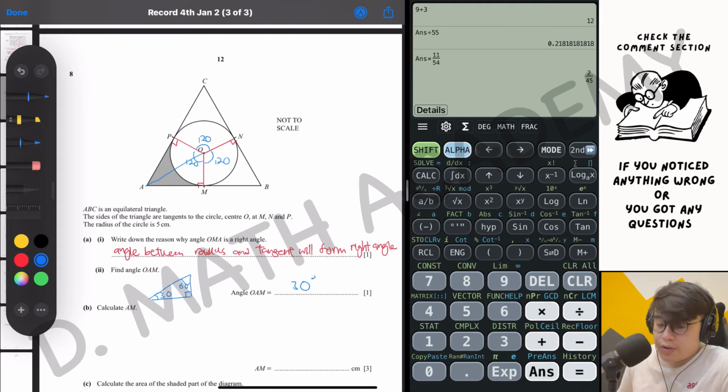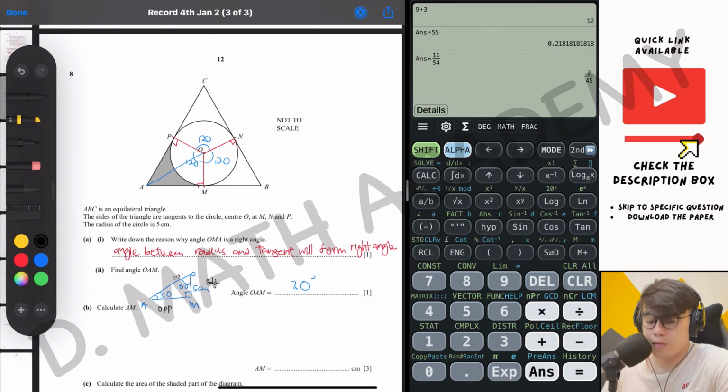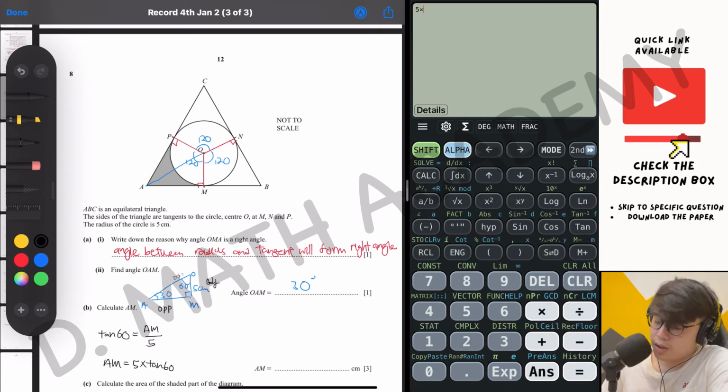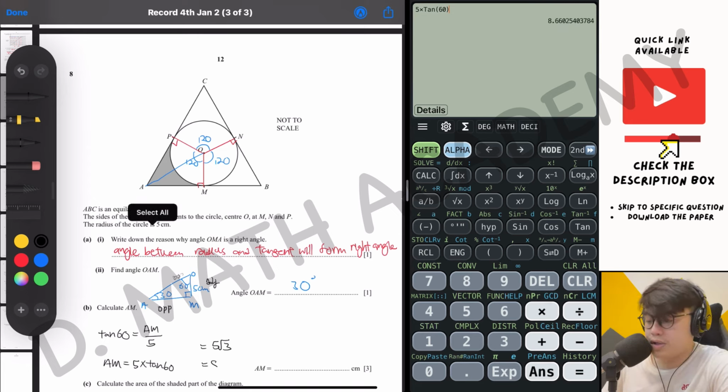Okay. Moving on, they were looking for AM's value. So we have A, we have M, we have O, we have our 5 cm radius. So if I were to use our 60 degree as the subject, this will be its opposite, this will be its adjacent. So tangent 60 equals to AM over 5. AM would be 5 times tangent 60. So the final answer for this will be 5 square root 3. Or it is approximately 8.66 if you were to round it to 3 significant figures.